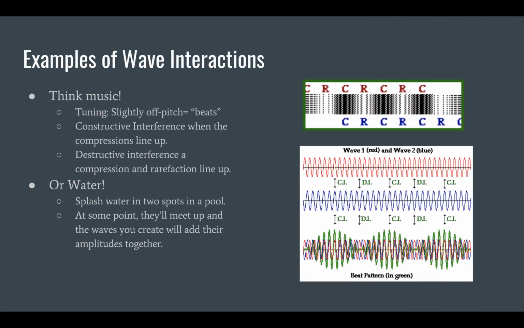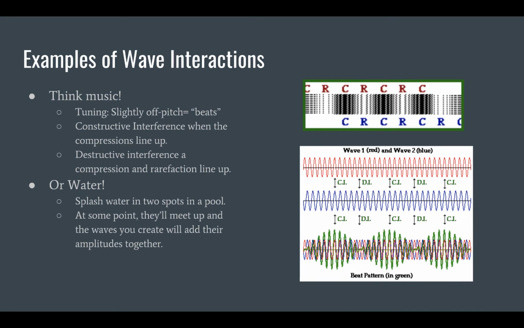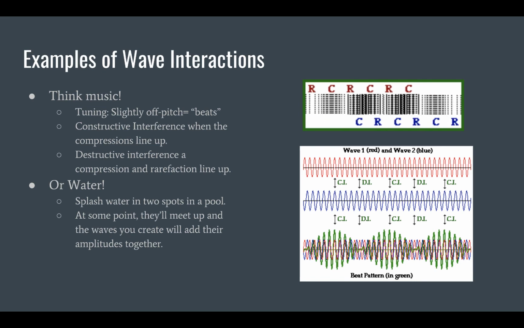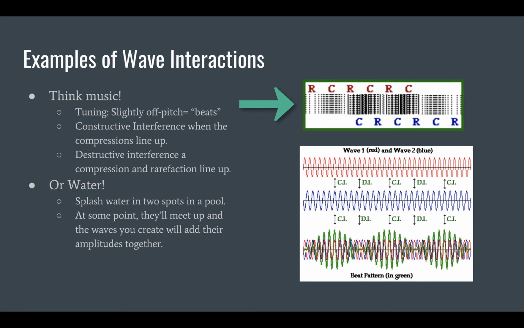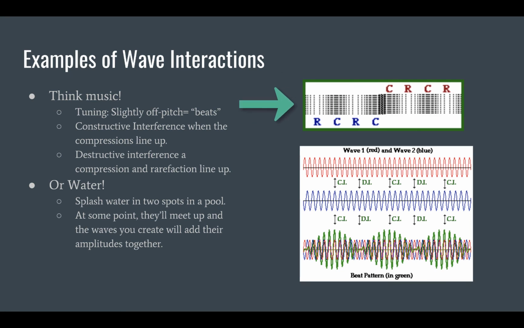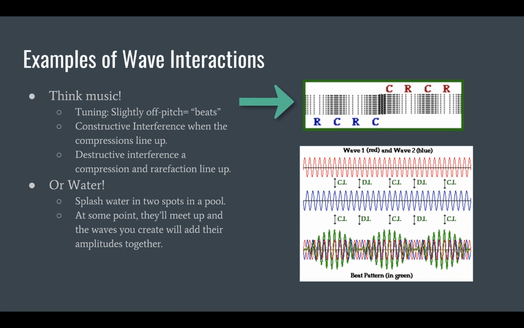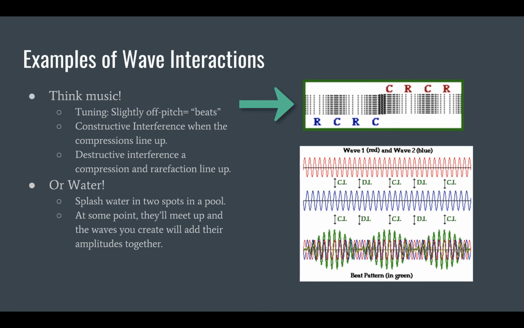Sometimes it's easier to look at wave interactions if we think of real-life examples. So let's go through a couple examples. If you think of music, sound usually travels as a longitudinal wave, especially when it goes through the atmosphere. So when you have compressions that line up with each other and they add together to the volume of that sound, this happens really well when you're trying to tune two instruments, or maybe you have two people singing that are just slightly off pitch from each other.